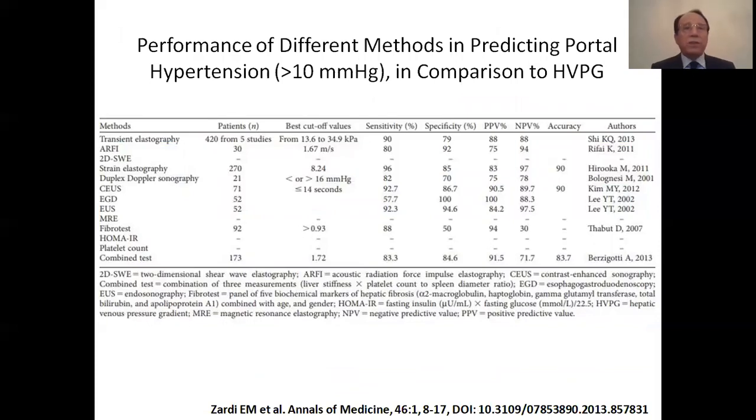In this busy slide, it was shown that almost all diagnostic methods using or including somehow ultrasound waves have significantly higher accuracy rates with high sensitivity and specificity values for the assessment of portal hypertension.